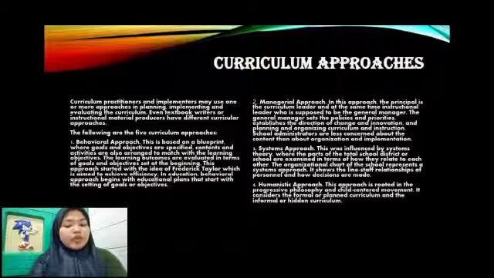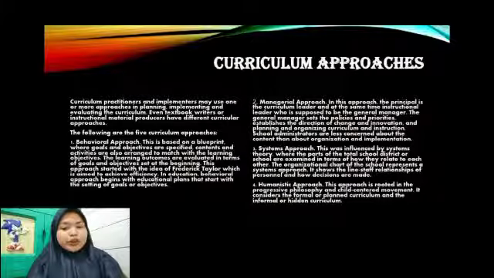Number 1. Behavioral approach. This is based on a blueprint where goals and objectives are specified, contents and activities are also arranged to match with the learning objective. The learning outcomes are evaluated in terms of goals and objectives set at the beginning. This approach starts with the idea of Frederick Taylor, which is aimed at achieving efficiency. In education, behavior approach begins with educational plans that start with the setting of goals or objectives.